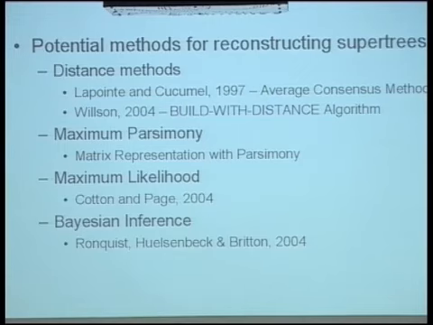Of course, we know people have done that. I could take maximum likelihood or a Bayesian reconstruction method and say, how do I get a supertree? Now, in fact, these are less common, but have been referred to, particularly in that quite useful book edited by Olaf Bininda-Emonds called Phylogenetic Supertrees. And maximum likelihood was alluded to by Cotton and Page. And Bayesian inference of supertrees was discussed by Fredrik Ronquist, John Huelsenbeck, and Britton.